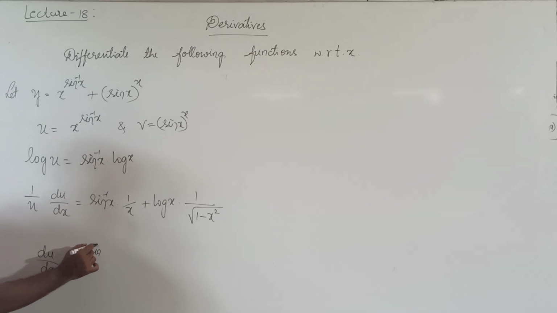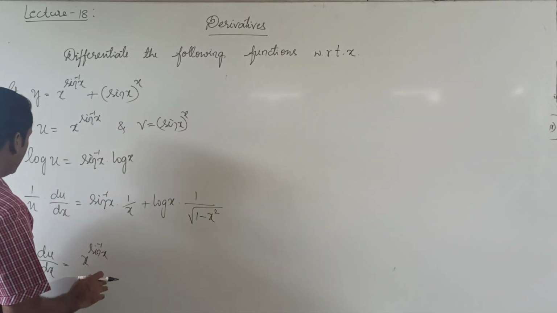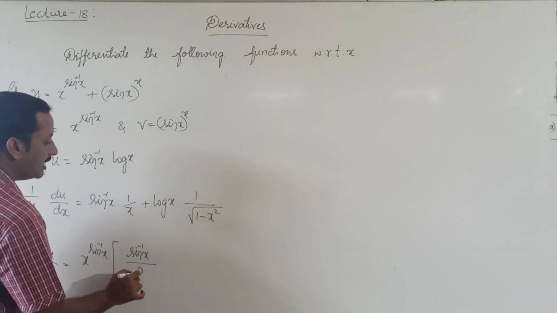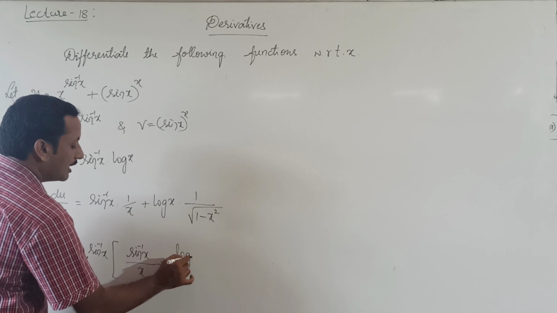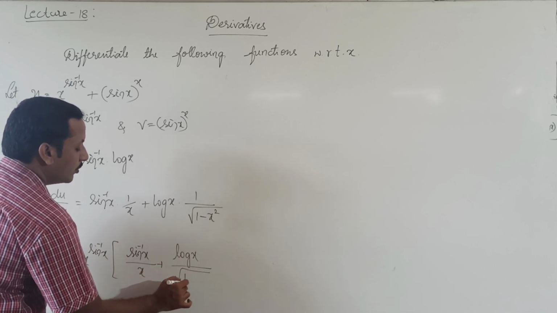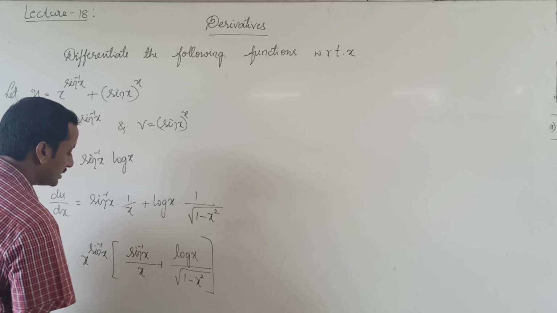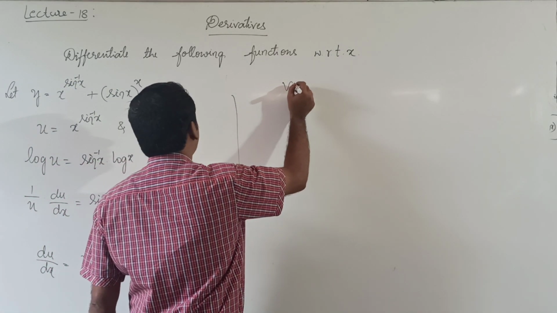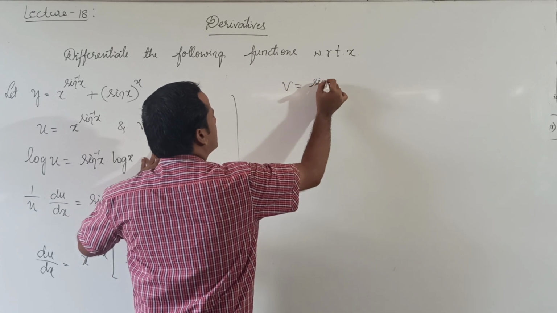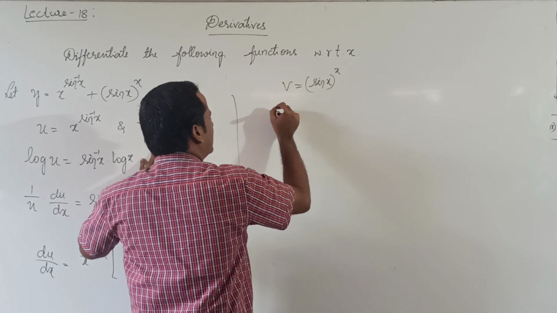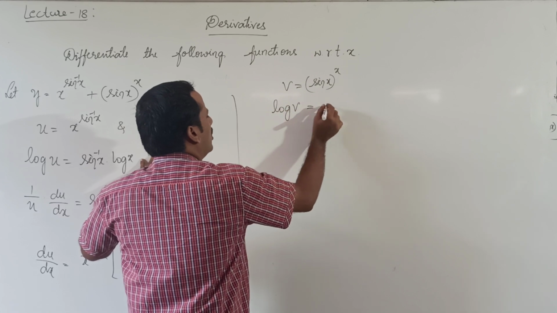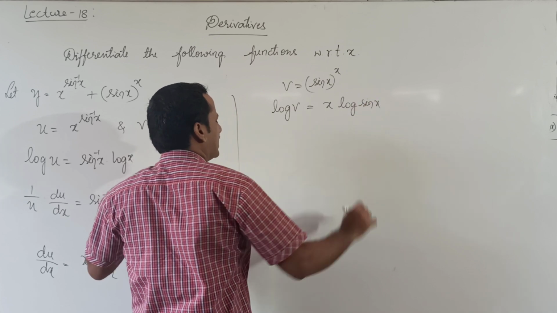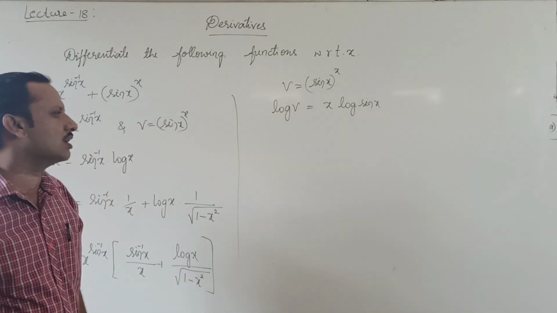X to the power sin inverse x into this: sin inverse x divided by x plus log x divided by root of 1 minus x square. This is du by dx. Now on the other hand, let us take v. v is equal to sin x to the power x. Taking log will give you log v is equal to log sin x to the power x, which can be written as x into log sin x.